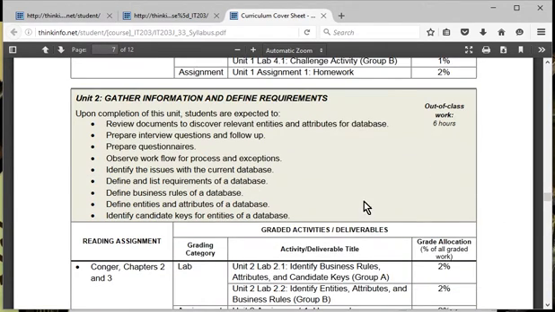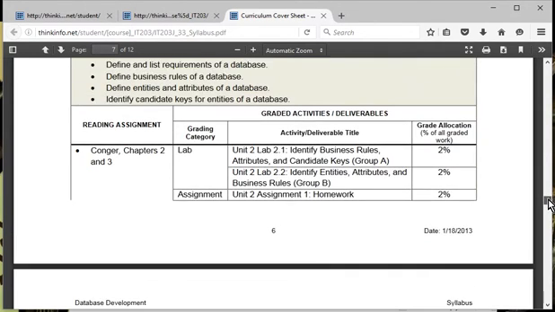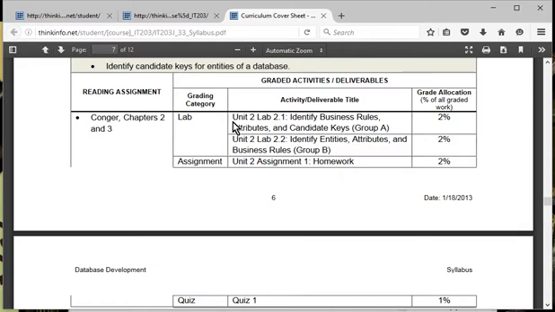So each unit will tell you what we're going to be covering in class that week. So you'll see it up here at the top. It'll tell you which chapter in the textbook that you should be reading. And you can see here in Unit 2, there's 2 labs, each worth 2%. And it's important to stay cognizant of those weights. Different assignments are worth different amounts.